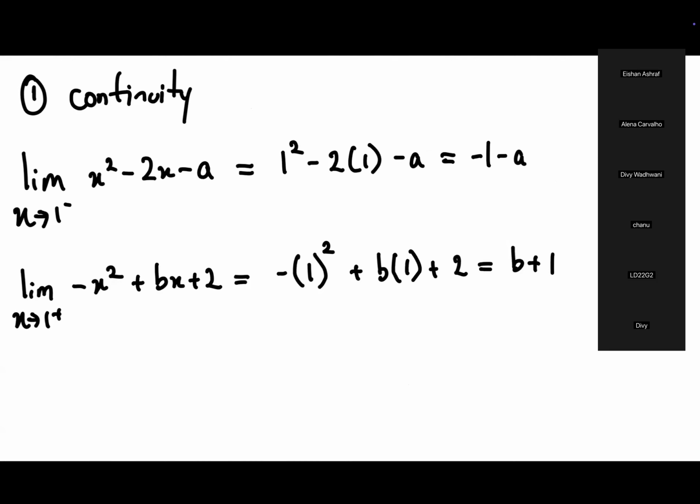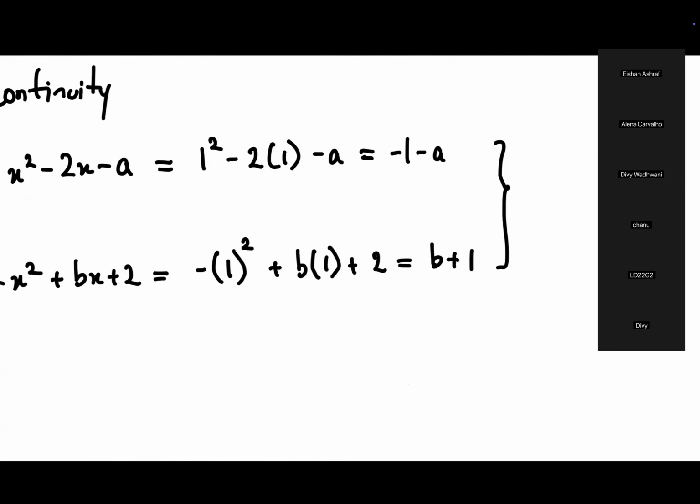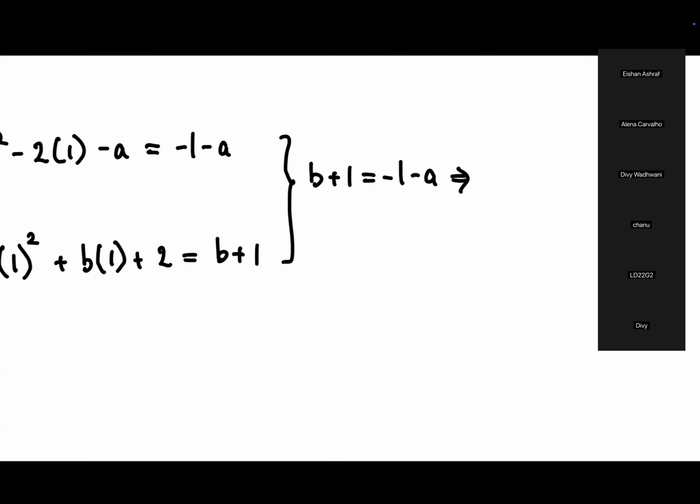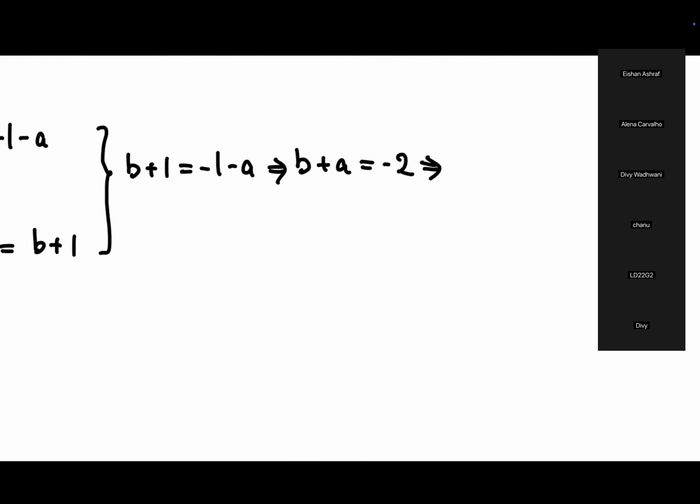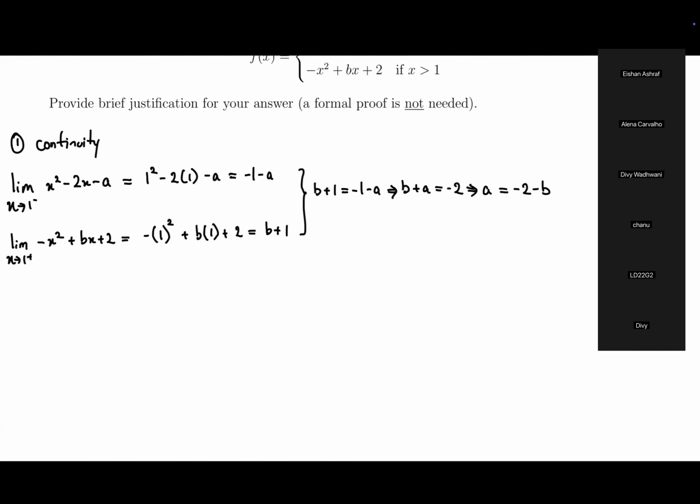b plus 1. We want these values to be equal, so b plus 1 should be equal to negative 1 minus a. Simplifying it down, we get b plus a is equal to negative 2. Or in other words, solving for one in terms of the other, a is equal to negative 2 minus b. That's all the information we can get from looking at continuity. Now let's look at differentiability.